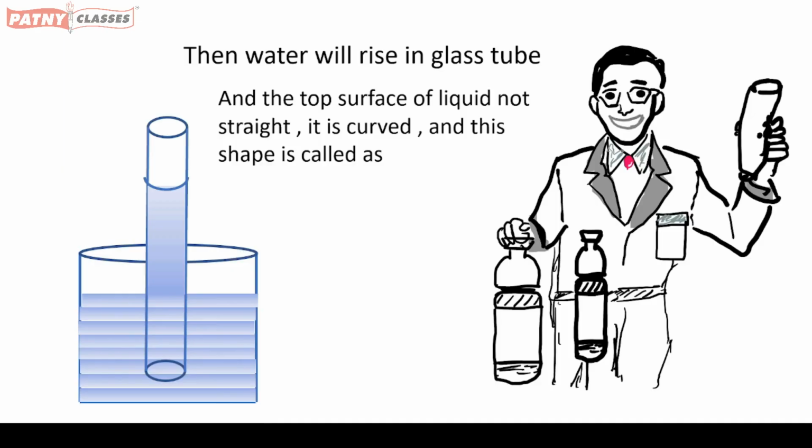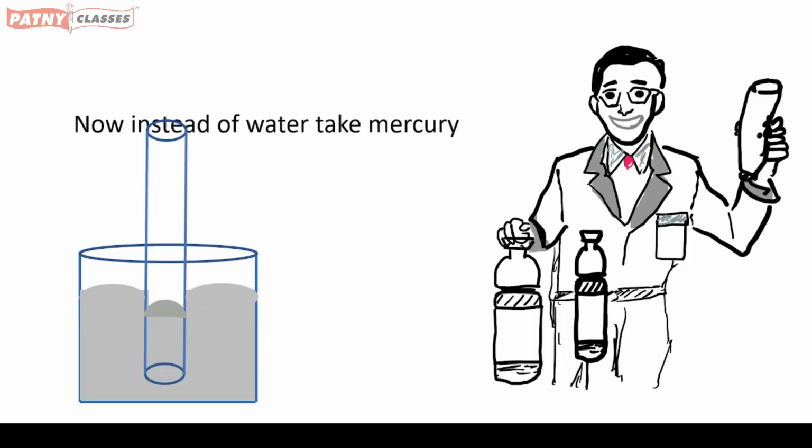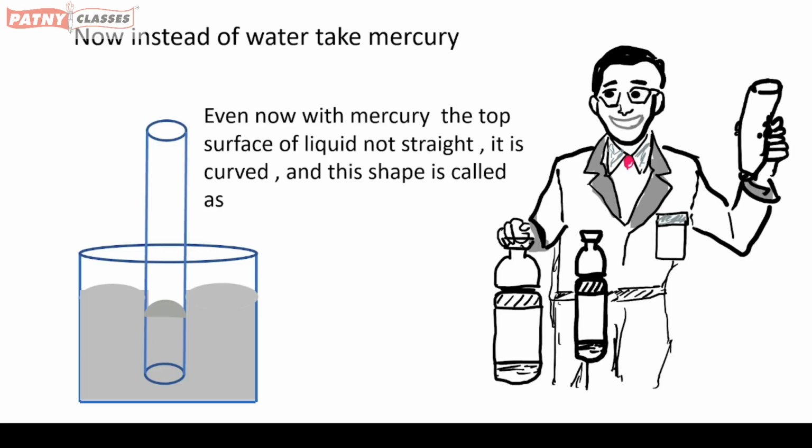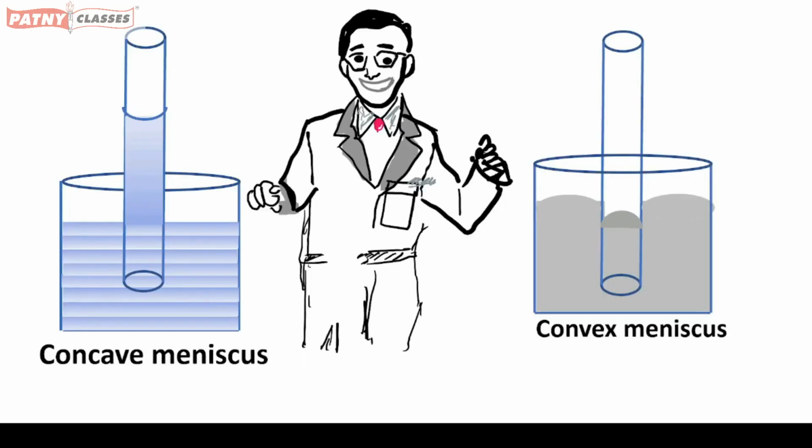and the top surface of the liquid is not straight. It is curved, and this shape is called a concave meniscus. Now, instead of water, take mercury. Even with mercury, the top surface of the liquid is not straight. It is curved, and the shape is called a convex meniscus. Do you see? Left side is concave meniscus and right side is convex meniscus.